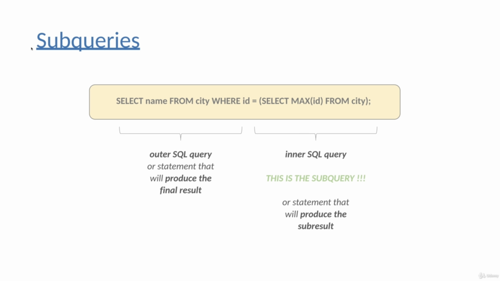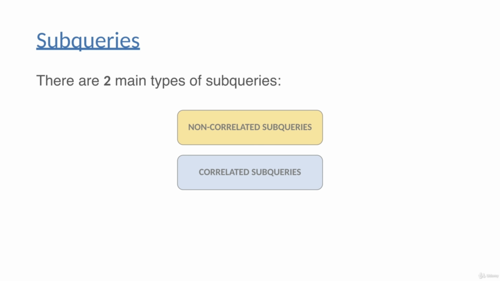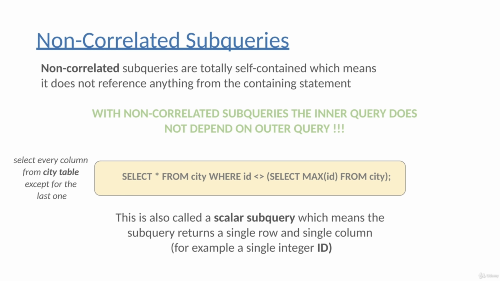Okay, so as you can see, a subquery is a given query within another query. So we have an inner SQL query and an outer SQL query. There are two main types of subqueries, the so-called non-correlated subqueries, and the so-called correlated subqueries. So first of all, let's talk about non-correlated subqueries. Non-correlated subqueries are totally self-contained, which means that they don't reference anything from the containing statement. So with non-correlated subqueries, the inner query doesn't depend on the outer query.